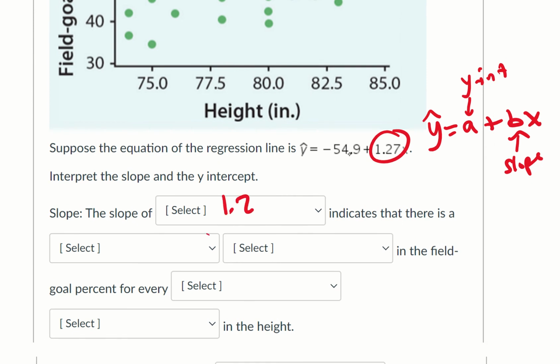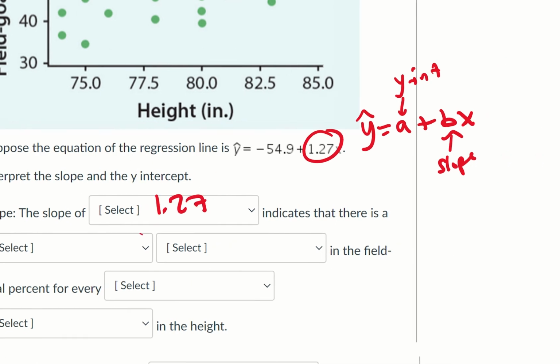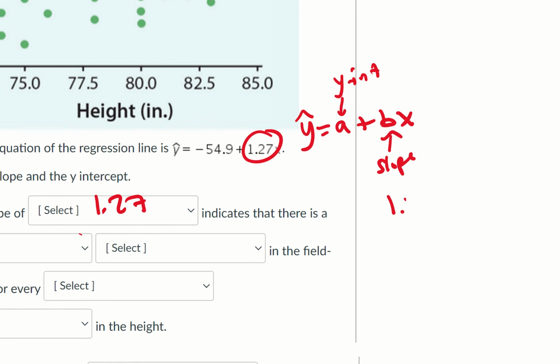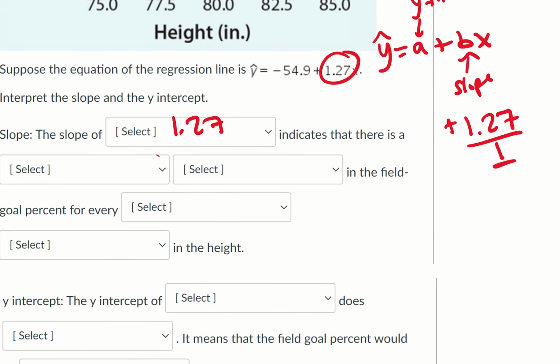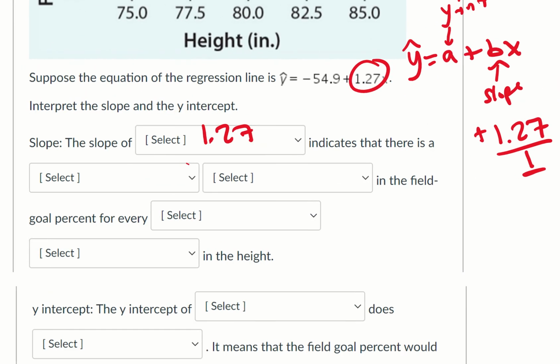So let's interpret that slope. The slope is over 1, and remember it's rise over run, so it's y over x. The rise is the y, the run is the x. And so we're rising by 1.27, because it's positive, for every 1 unit in the x.